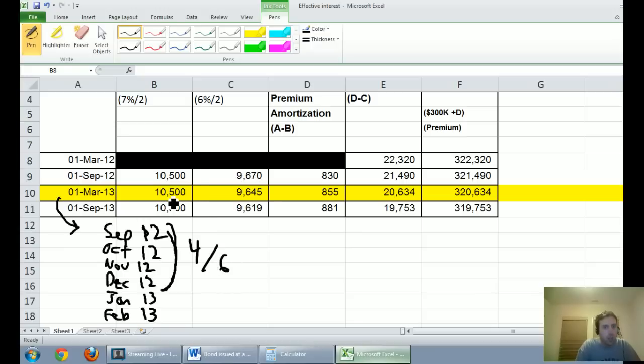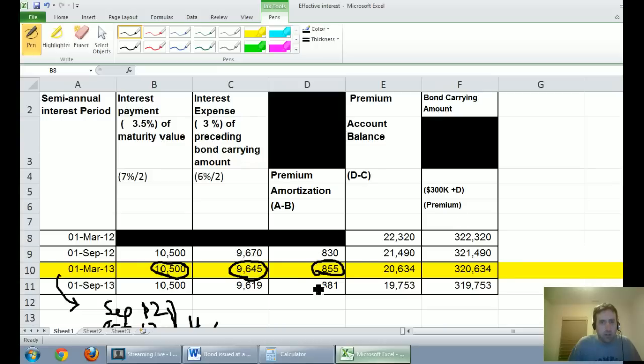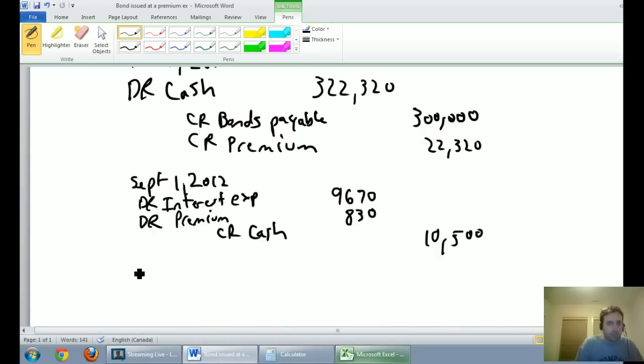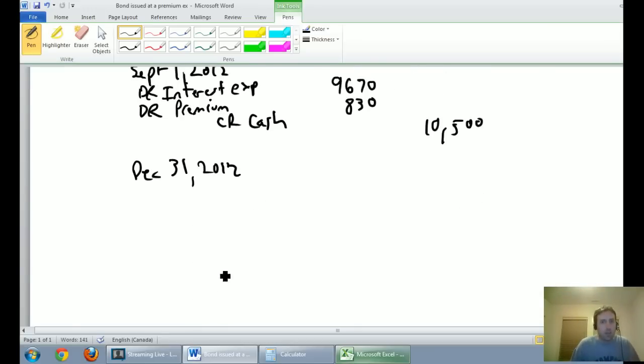So we're going to take all the numbers that drive our journal entries, but not the whole number. We're going to take 4/6, because 4/6 of the data is what carries us up to December. So our interest expense is going to be 4/6 of 96.45, and why don't we start there? It's December 31st, and September to December, September, October, November, December, is 4 months. It's December 31st, 2012. I'm going to debit my interest expense.